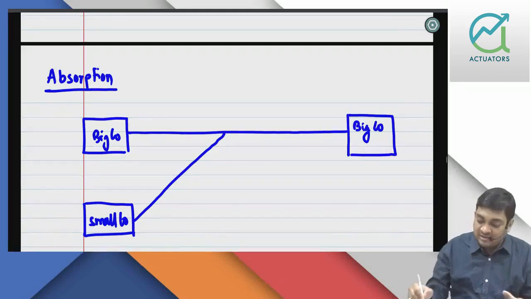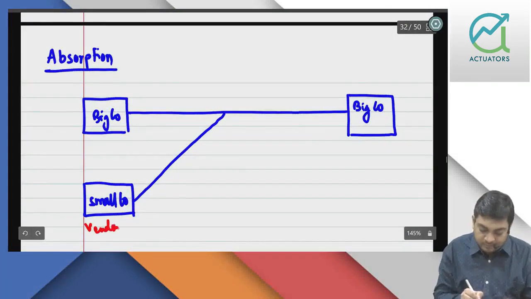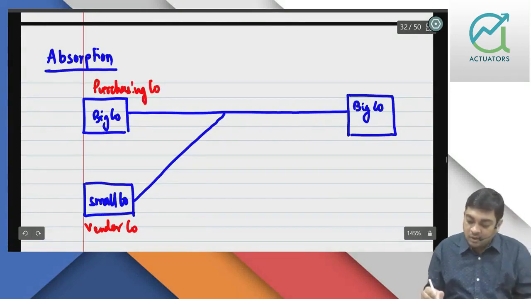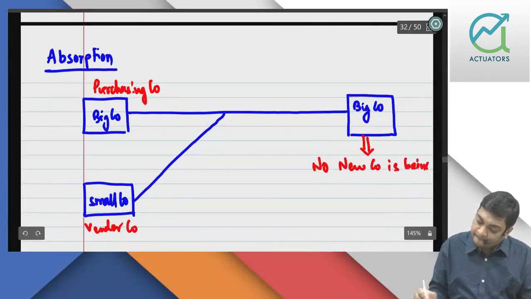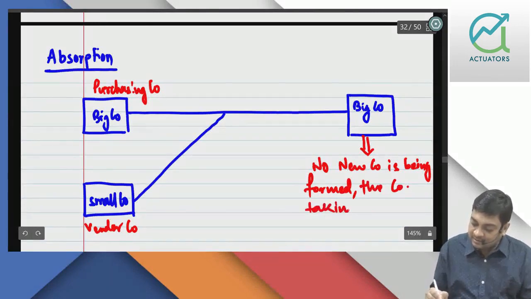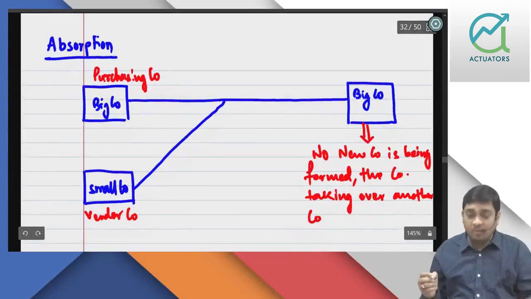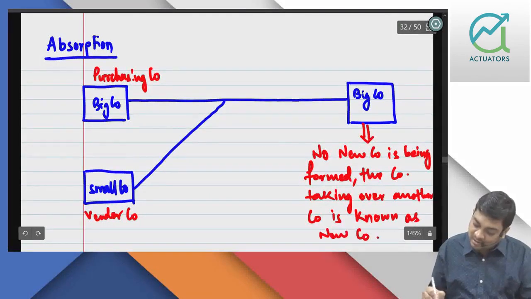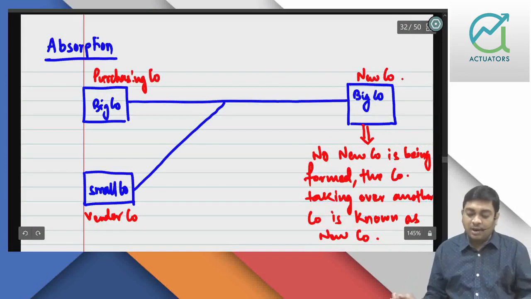Right? So tell me, who is the vendor company in this case? Who is the purchasing company? So after acquisition, you can see that no new company is being formed. The company taking over another company is known as the new company. I know there is no new company being formed, right? So this will be called the new company.